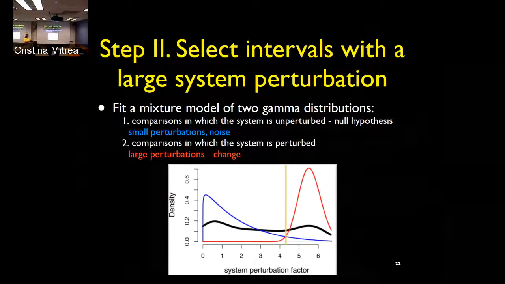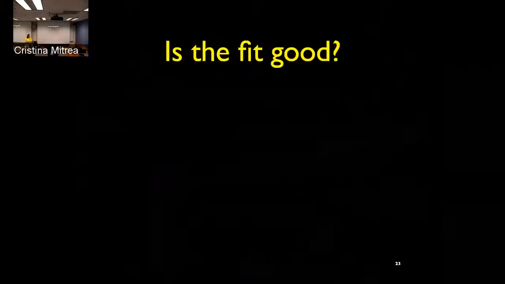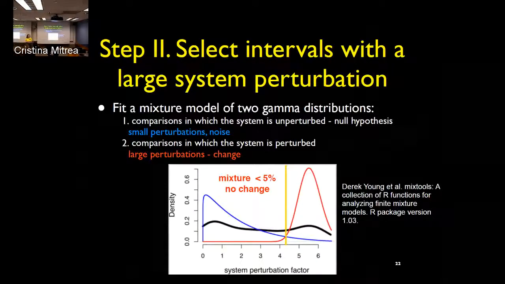And once we identify those 2 distributions, and we fit that mixture of 2 gamma distributions, at the intersection, we consider that the threshold between the high and low changes. And we put a 5% threshold: if one of the distributions contributes less than 5% to the mixture, then we don't have a change. And that's how we evaluate. Typically the high distribution contributes less in the case when there is no change, because we won't have high perturbation factors.